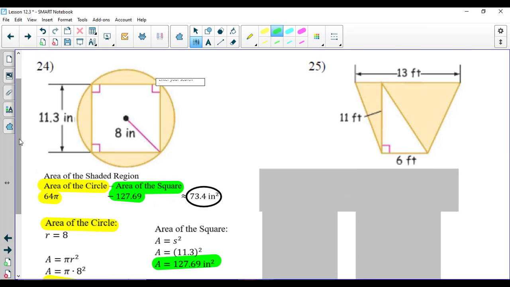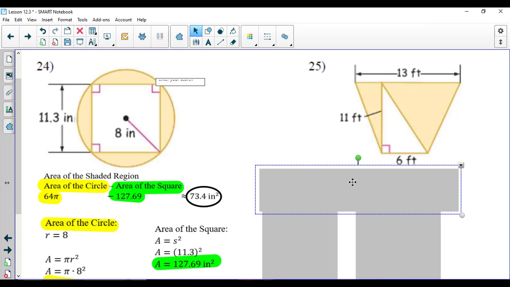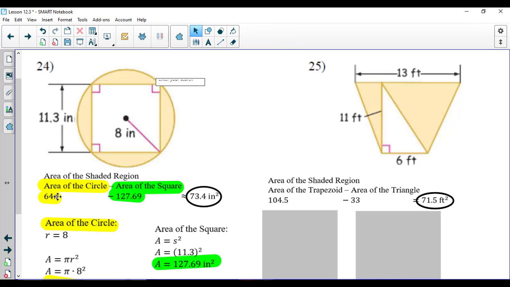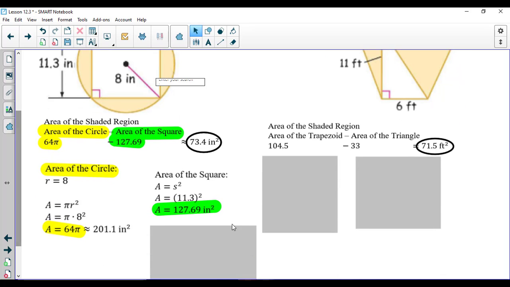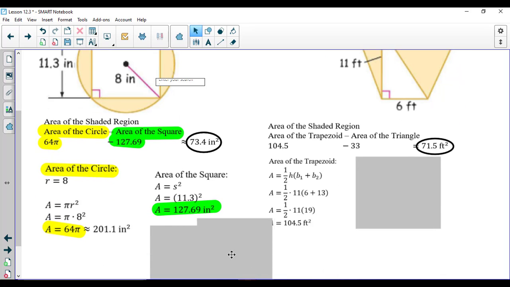So number 25, if I want to find the area of the shaded region, I could treat these as 2 separate triangles. The problem is I'm not exactly sure where this point of this right triangle is. So I know that this whole distance is 13 feet, but I don't really know how far this pointed part, or this top of the triangle, this peak of the triangle is. So what I would do is find the area of the trapezoid and then subtract off the non-shaded part, which is the triangle. So let's go ahead and start with the area of the trapezoid. That's going to be half times the height, and then b sub 1 plus b sub 2.